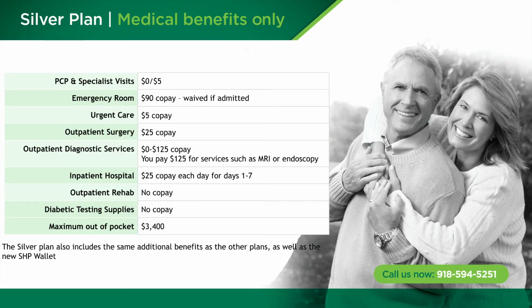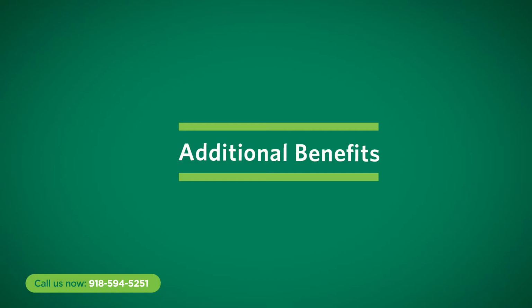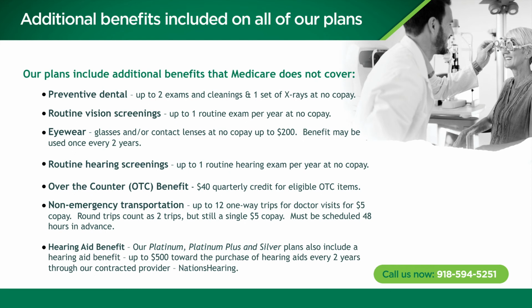Okay, so here are the common benefits of the Silver plan. This plan covers the same medical benefits as Silver Plus and Platinum, including worldwide emergency and urgent care. Community Care's Medicare Advantage plans cover additional benefits that you wouldn't have with original Medicare. Our plans include coverage for preventive dental, routine hearing and vision screenings, even rides to your doctor.